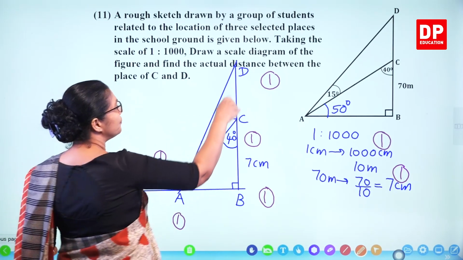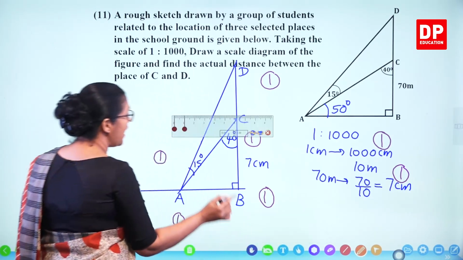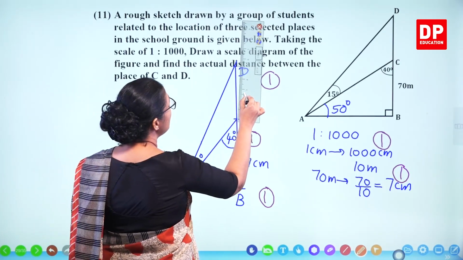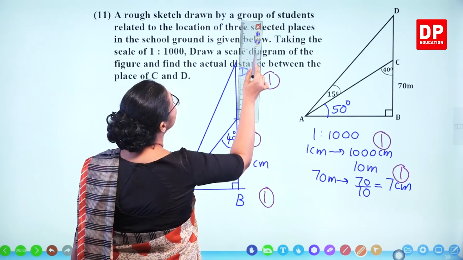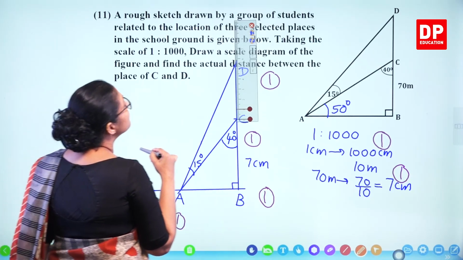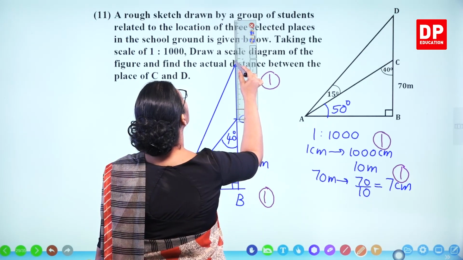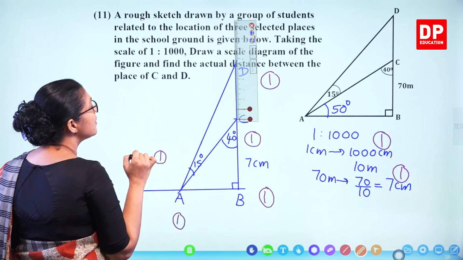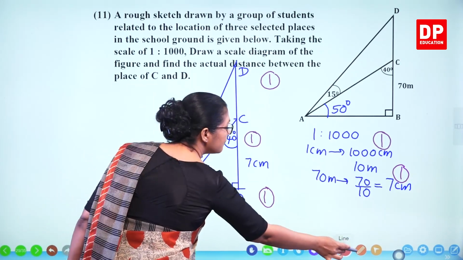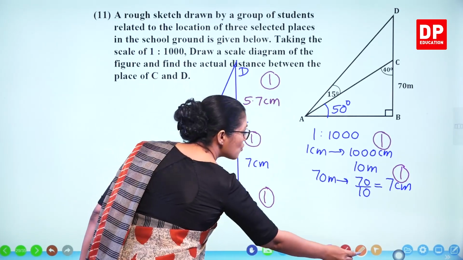So what you do? We have to use the ruler and measure to find out the distance. So we'll take the ruler and measure C to D. We get 5.7 centimeters for this one.